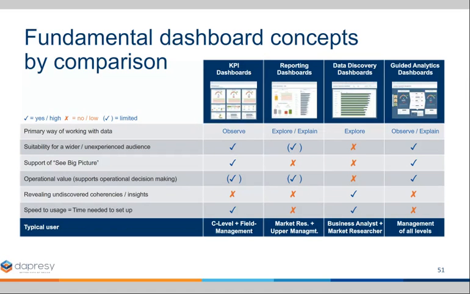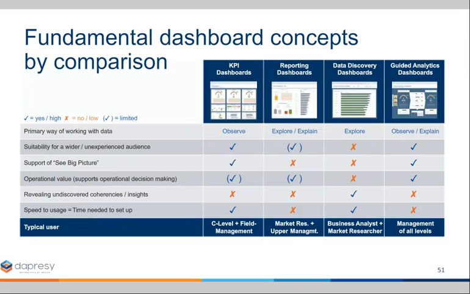Let's compare all four. So the guided analytics dashboard is basically about observing and explaining. It starts with a KPI view, and then there are drill downs that explain in more detail why things happened. We see that it's very suitable for an inexperienced audience because they are guided. So step by step, you are guided into the details. You always see the big picture first. Also, on every single organization level, it's always big picture first and then further drill downs.